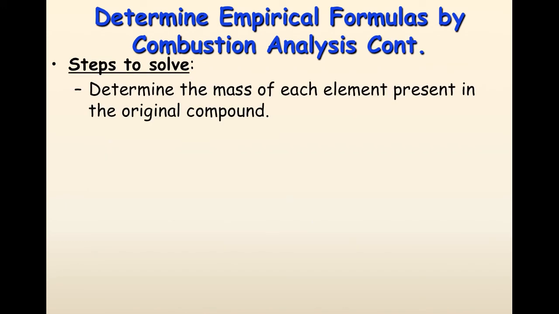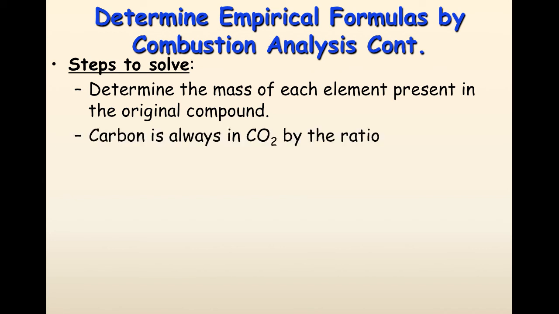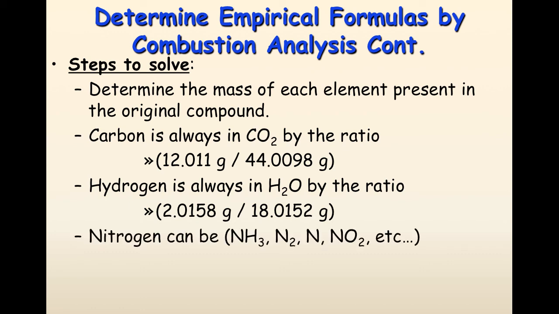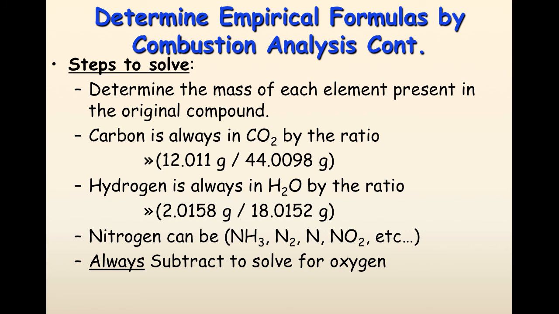Okay, so first thing, determine the mass of each element present in the original compound. Again, this is the part that is different than the rhyme. Again, carbon is always carbon dioxide, arrives in the ratio of the mass of carbon to the mass of carbon dioxide. Hydrogen is always in water by the ratio of hydrogen in water to the mass of entire water. Notice it's 2.01 instead of 1.01 because we're not looking at one hydrogen in water, we're looking at 2 hydrogens per water molecule. Again, nitrogen can be many different things, and you always subtract to solve for oxygen.